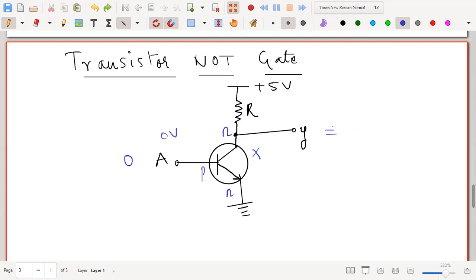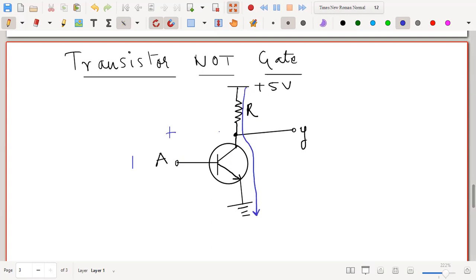Now let me tell you the other condition. When I am giving a logic 1 at the input, that means some positive potential, the transistor will work. As a result, what happens? Current will flow like this to the ground. So the current will flow.